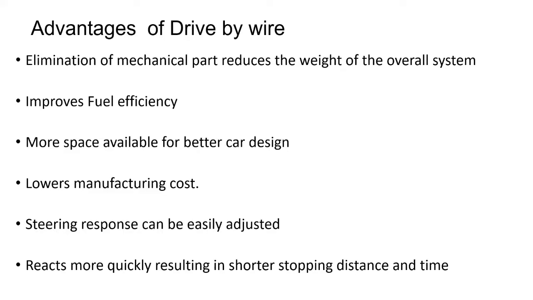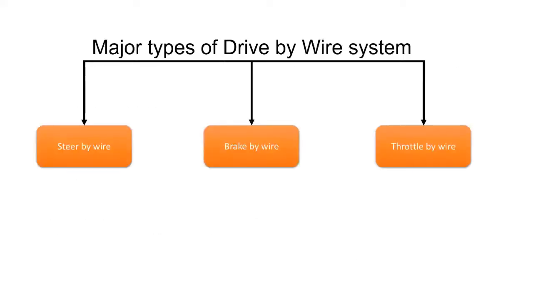Even when you go through a pothole or when you have bad roads, you really don't feel it in the steering wheel, because I can simulate that and give a smooth performance for the driver to feel. So he will not feel the road vibration and stuff like that. That is one use case. Steering response can easily be adjusted and reacts more quickly, resulting in shorter stopping distance and time. This is very important too, because the human is not intervening here.